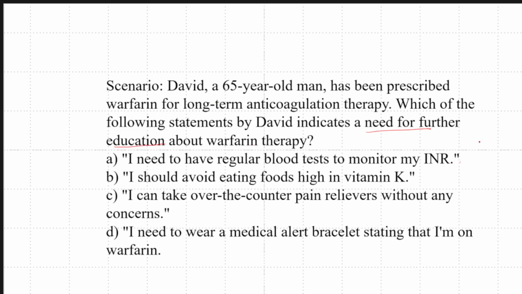I need to have regular blood tests. Of course, you need to have regular blood tests in order to determine the therapeutic level of the drugs that you are taking. Ano pa? B, I should avoid eating foods high in vitamin K. Yes, because vitamin K interferes with the action of warfarin. Okay, vitamin K is the natural antidote for warfarin. Meaning, if you have a warfarin overdose, you need to take vitamin K in order to offset the effects of the overdose of warfarin. So, avoid vitamin K if you want to have effective anticoagulation therapy using warfarin.